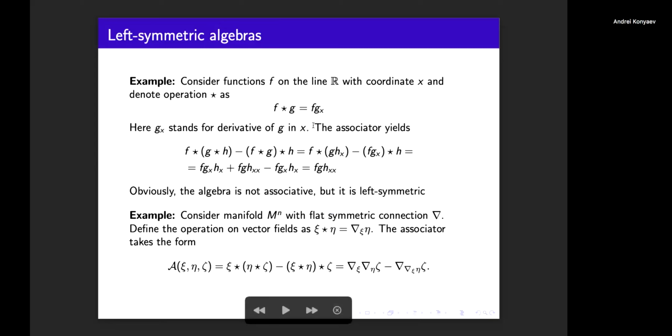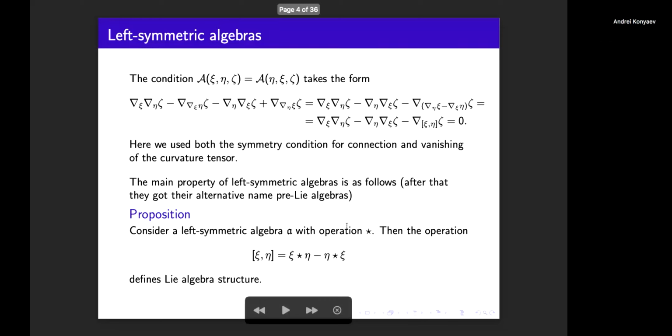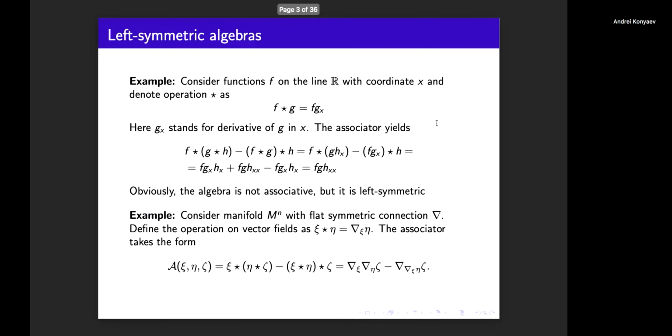The second example is more geometric. If you take a manifold with a flat symmetric connection, you can define an operation on vector fields which goes like this. Flat means that its curvature tensor vanishes, and symmetric means that the corresponding Christoffel symbols are symmetric. If you look at this formula, this is supposed to equal the commutator. This is the vanishing of the torsion. This is a torsion tensor.